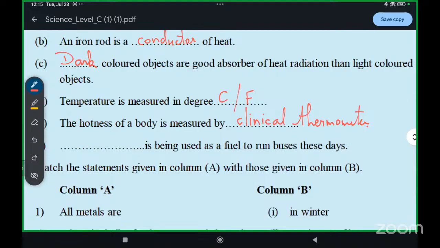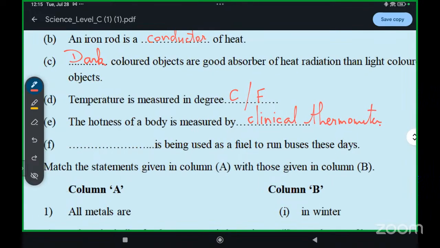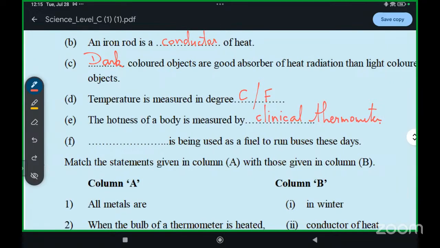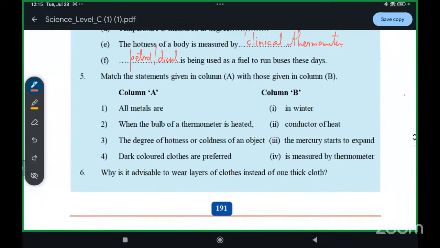That is being used as a fuel to run buses these days. What is the fuel that we use to run buses? Eva, petrol. Yes, petrol or diesel. Okay. Now match the columns.